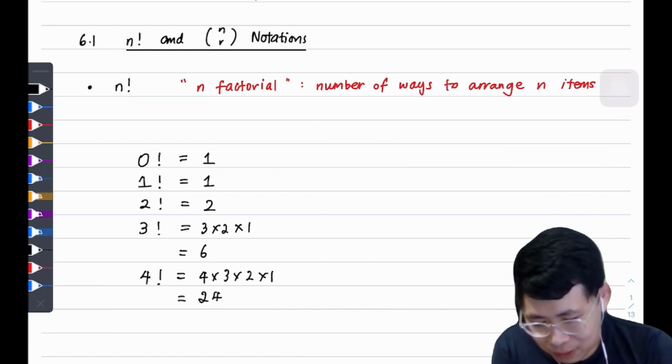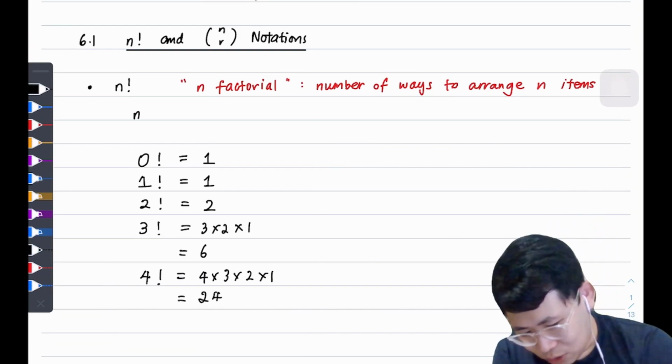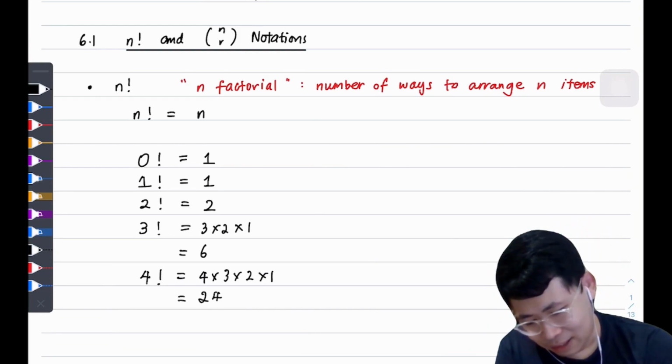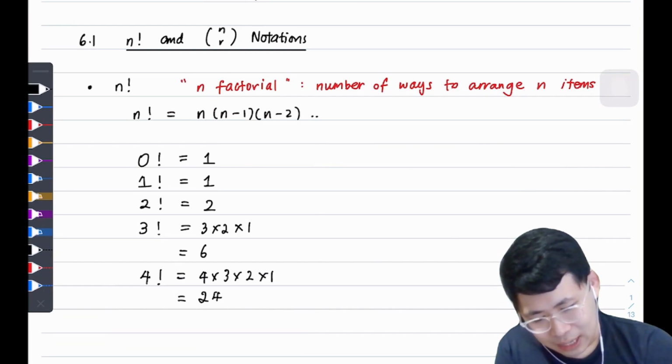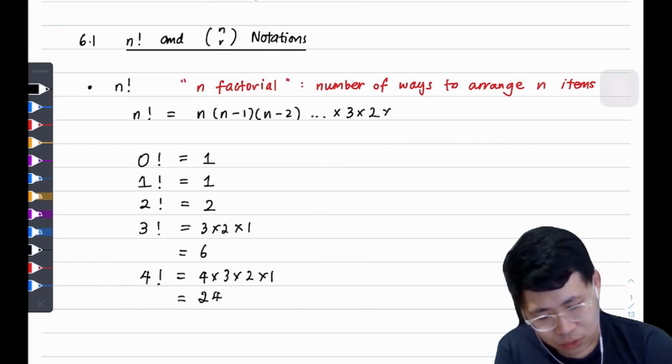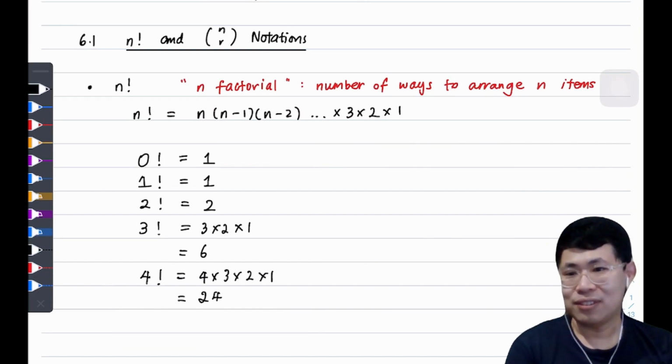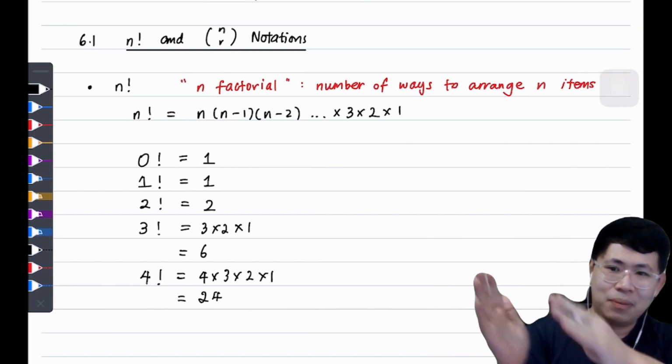So technically speaking, what is n factorial? n factorial means the number of ways to rearrange n items, so it's just n times n minus 1, n minus 2, and so on until times 3 times 2 times 1. Okay, so this is the meaning of n factorial. We take n and multiply by the decreasing numbers and so on.